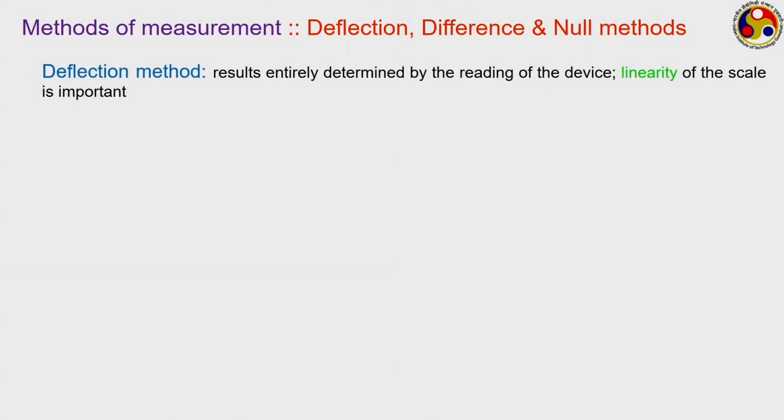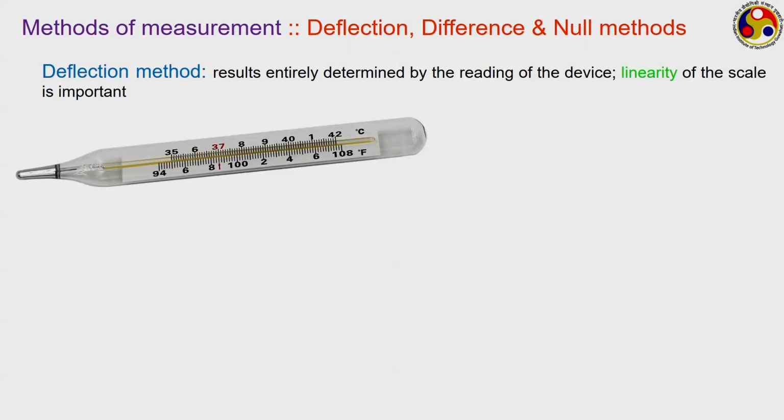The other kind of classification can be deflection, difference and null methods. What are these? Deflection is where the result is entirely based upon the reading on the device, like this one. While we are measuring body temperature using a clinical thermometer, we know that the fluid inside the capillary tube, commonly mercury, is moving inside the tube. Like here you can see on this scale, I think the picture is not clearly shown, it is showing a reading something like this. Say it has expanded and the tip of this liquid column has reached somewhere here, then directly from the scale we can get the measurement.